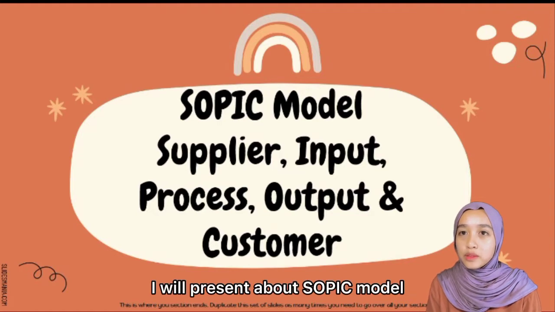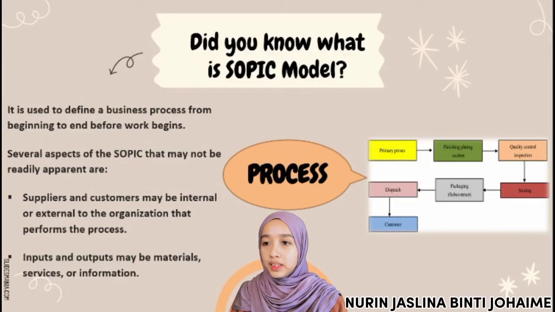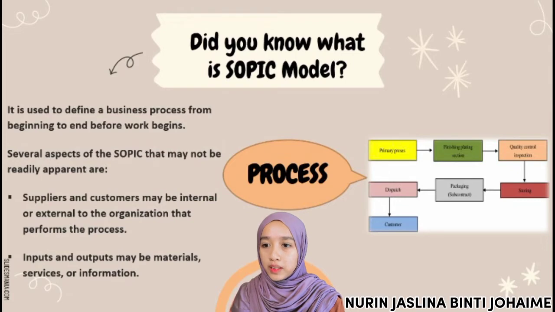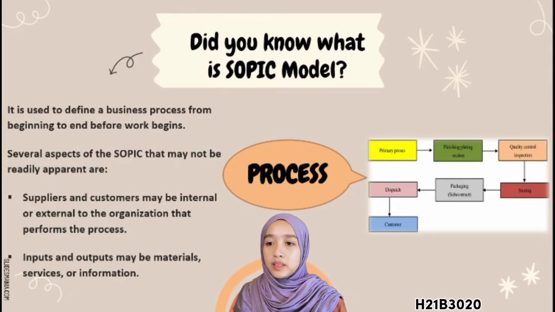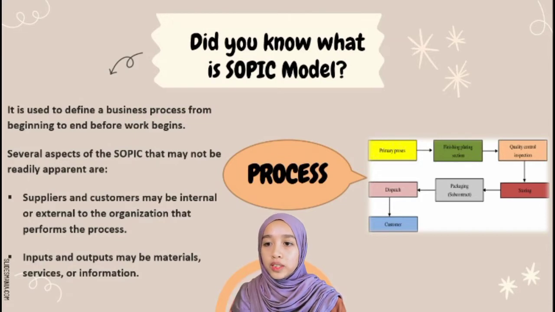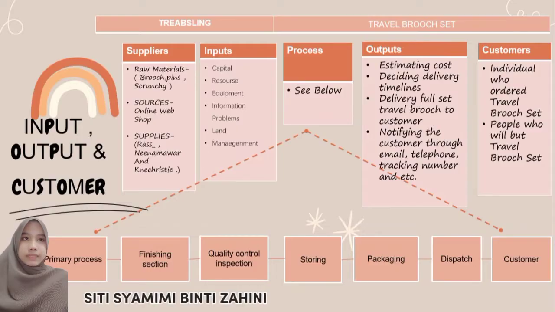I will present about the SOPIT model, which consists of supplier, input, process, output and customer. The SOPIT model defines a business process from beginning to end before work begins. Several aspects of SOPIT that may be readily apparent are that supplier and customer may be internal or external to the organization that performs the process. Input and output may be material, services or information. My part is supplier and input.